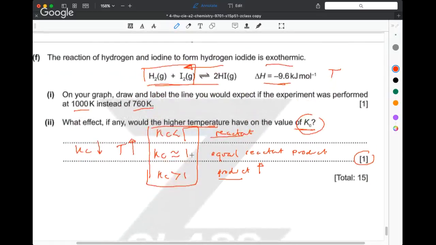All right, very good. So that paper had 2 experiments to work through, looking at your planning, analysis, and evaluation. Quite a short paper, only an hour and 15 minutes. We've tried to highlight the things that the examiner identified that students needed to pay particular attention to.